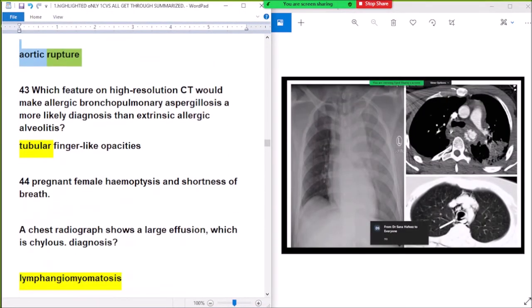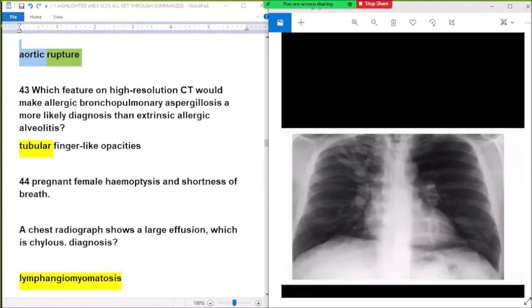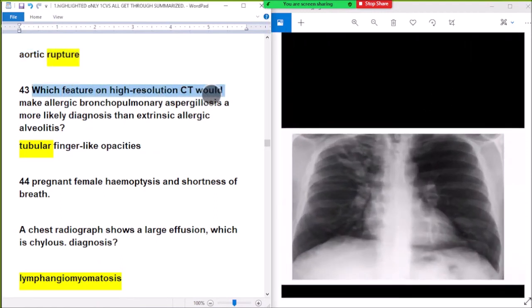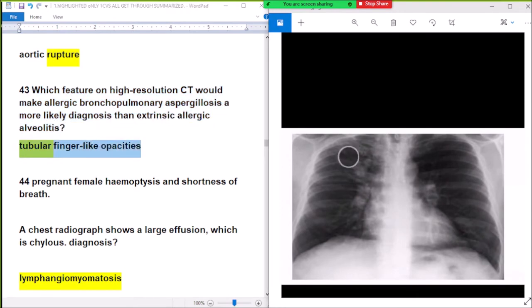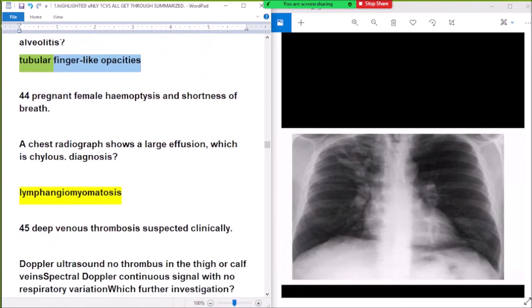Question number 43. Which feature on HRCT would make allergic bronchopulmonary aspergillosis more likely than extrinsic allergic alveolitis? Tubular finger-like opacities. Tubular finger-like opacities make allergic bronchopulmonary aspergillosis the more likely diagnosis than extrinsic allergic alveolitis.